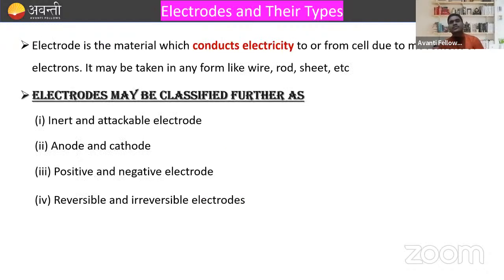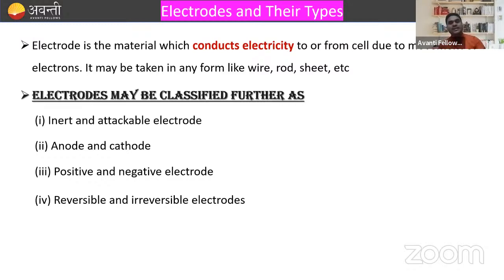Now, what are electrodes and their types? So, the various types of electrodes that we use, right? An electrode is the material which conducts electricity to or from the cell due to the movement of electrons. It may be taken in any form like wire, rod, sheet, etc.